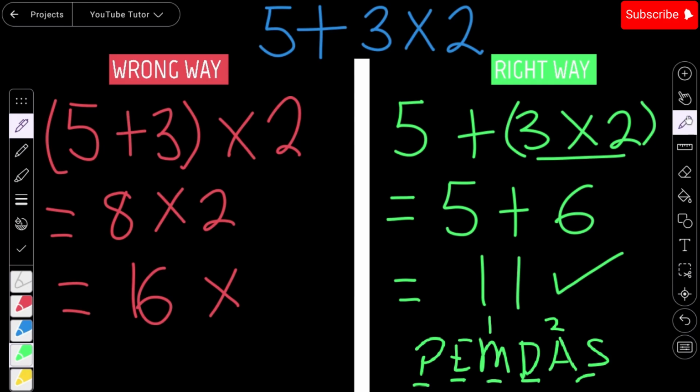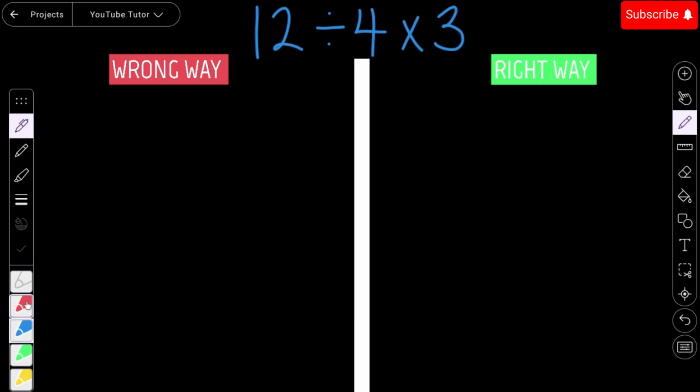Okay. Now we have a question which says 12 divided by 4 times 3. So I'll teach you the wrong way, or the common mistake you can make to get this wrong, and the right way to get your optimal solution. Let's get started. So we have 12 divided by 4 times 3.